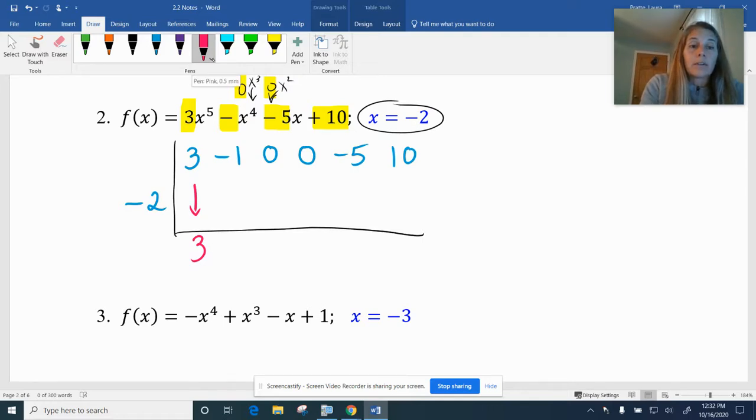Every time you drop a number down, you multiply it by the number out front. So 3 times -2 is -6. Put the answer in the next column and add them up. Multiply those two numbers, I get 14. Add up the next column.